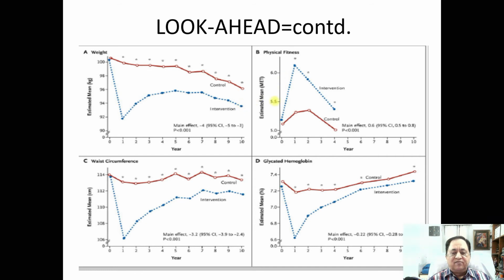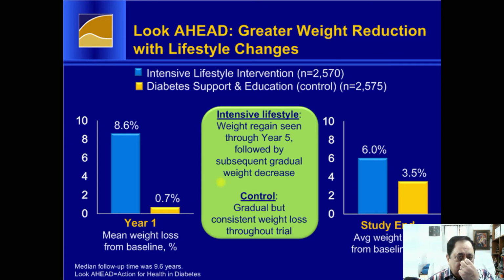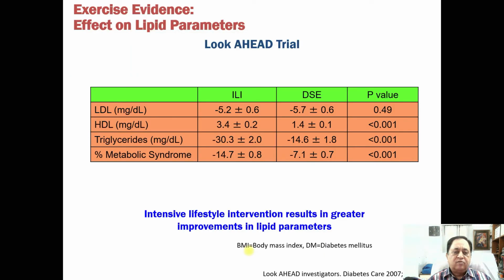When it comes to physical fitness, glycated hemoglobin, waist circumference, everything, the curves once separated, they remain separated over a period of 11 years. We should also not forget that all this was seen immediately in the first 3 years and then at 5 years also, and gradual but consistent weight loss persisted throughout the Look AHEAD trial. Therefore, many of us who believe that the Look AHEAD trial was negative, I believe no, it was a positive trial in terms of glycemic parameters and lipid parameters, because both were seen to be improved with the intensive lifestyle intervention.